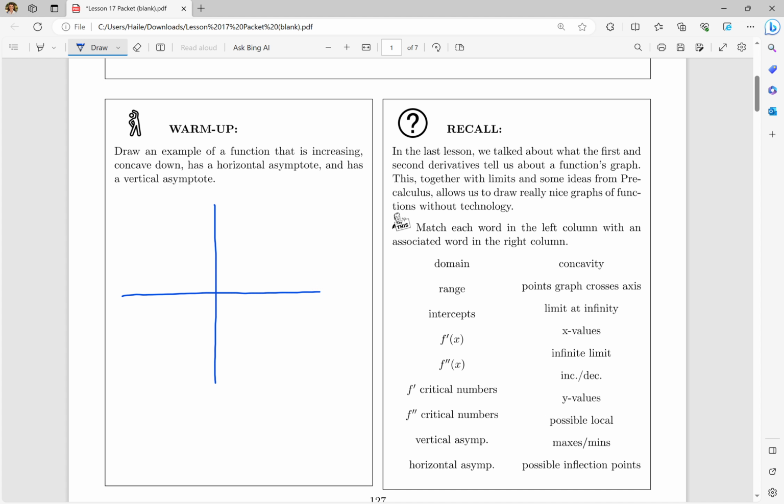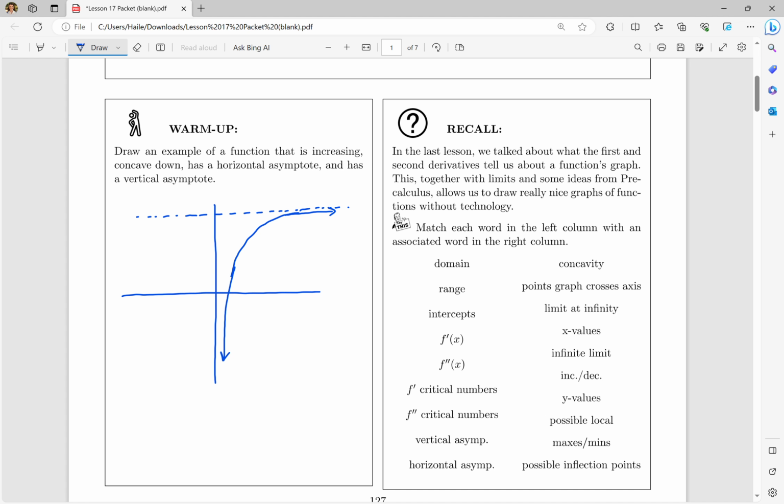So, let's see. Increasing and concave down must look something like this. Okay. We also need something with a vertical asymptote. So maybe we continue that down and make that a vertical asymptote. We also need a horizontal asymptote. So maybe we continue this outward and say that there's a horizontal asymptote right here. All right. And that would be a function that meets all of our criteria.